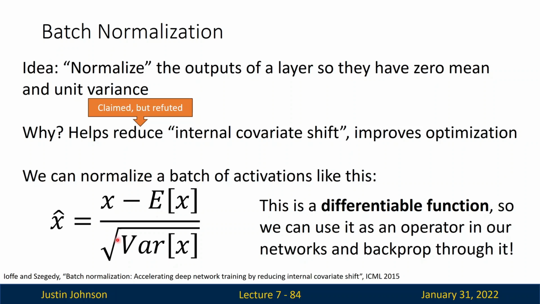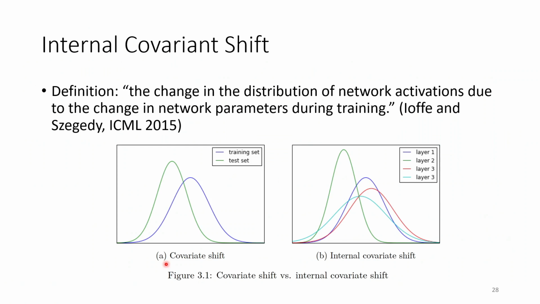The paper was published in 2015, and the authors claimed it can help our convolutional network converge quickly. They claimed the reason was that batch normalization can help reduce internal covariate shift so that it can improve the optimization process. However, I will show you. Let me first explain what the internal covariate shift is.